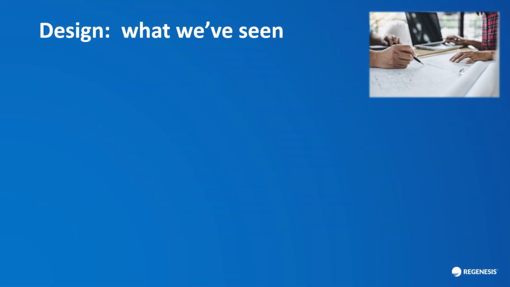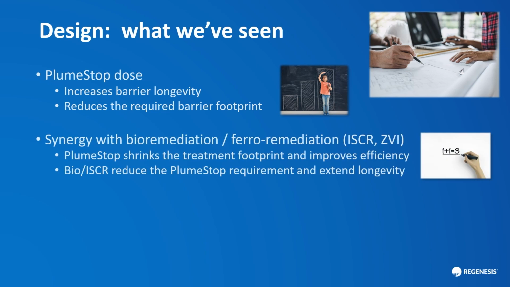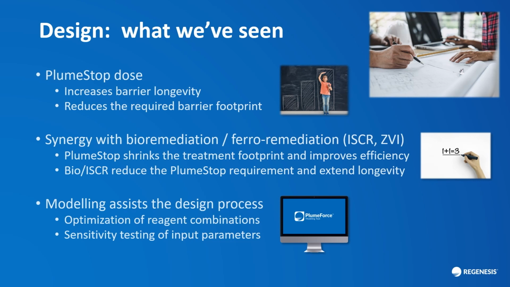So what we've seen here is that the PlumeStop dose can be altered to increase the barrier longevity or reduce the required barrier footprint. We've seen a synergy between PlumeStop and bioremediation. It could have equally been ferroremediation, ISCO, ZVI. PlumeStop will shrink the treatment footprint for the reagent use, and the reagents will reduce the PlumeStop requirements for that footprint and extend the treatment longevity. And we've seen how modeling can assist in the design process to help optimize the reagent combinations and to assist with the sensitivity testing of input parameters to work out what would be an appropriate but still appropriately conservative design for a given site.